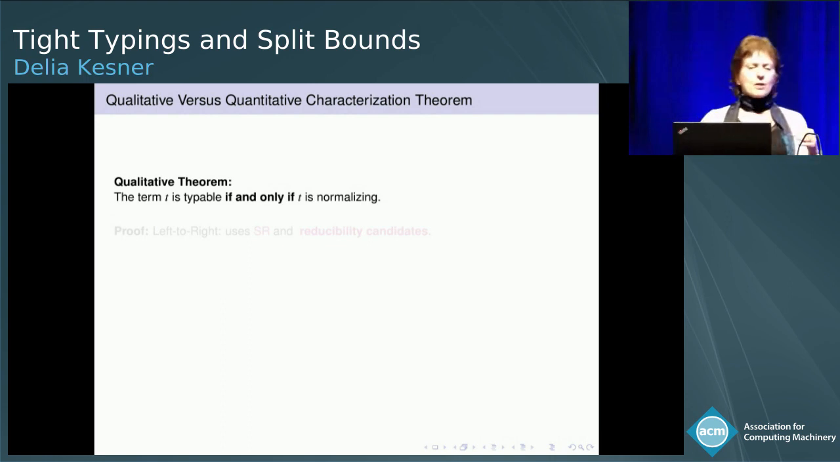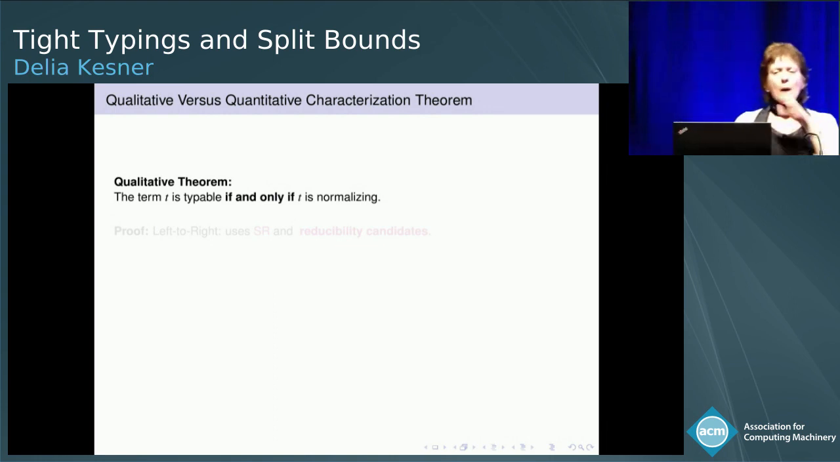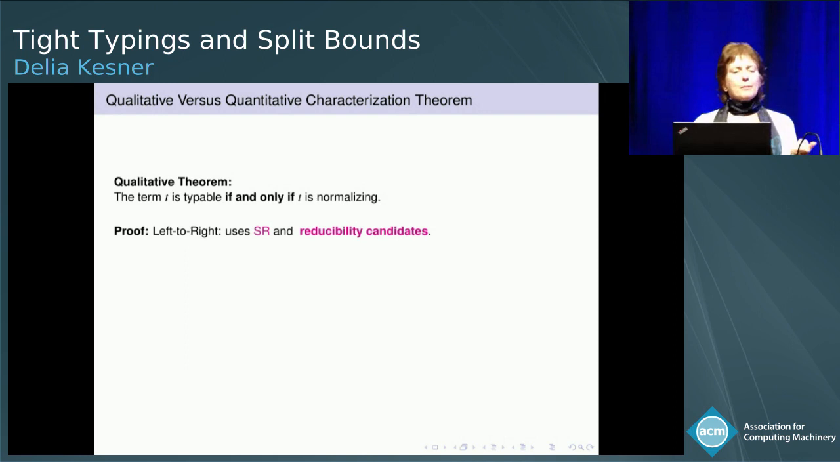Of course, it depends on a precise notion of typability and a precise notion of normalization. But to be general, let's take this in a very general way. And so in a qualitative world, that means when you work with idempotent types, you can show the theorem in particular by using substitution reduction and reducibility candidates in order to infer that a typable term is normalizing, okay? So this is a typical proof of normalization.